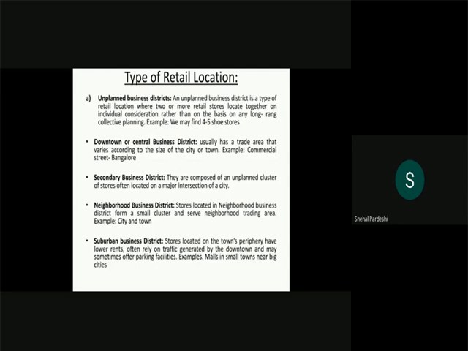So we have a different type of unplanned business district, which we call downtown, also called the central business district. Out of this central business district, the suburban business district also comes out. We will discuss that in detail later. The downtown or central business district usually has a certain area for trade, and that varies according to the size of the city or town.